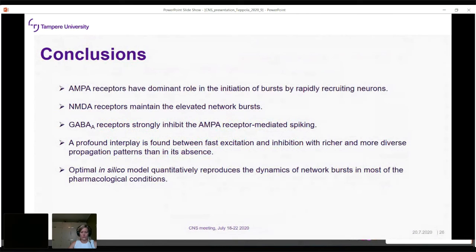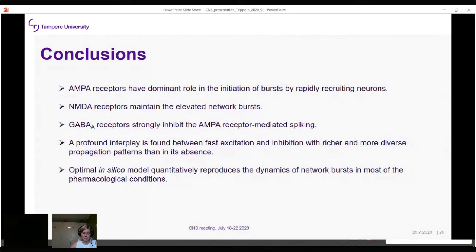Finally, I would like to conclude our 2 papers presented here. So first of all, it's very important to study and model the contribution of synaptic receptors to cortical network activity, since we know their important role in learning and memory formation. So in the experimental study, we found out that AMPA receptors have dominant role in the initiation of burst by rapidly recruiting neurons to networks. NMDA receptors maintain the elevated network burst, and GABA receptors strongly inhibit the AMPA receptor-mediated spiking.